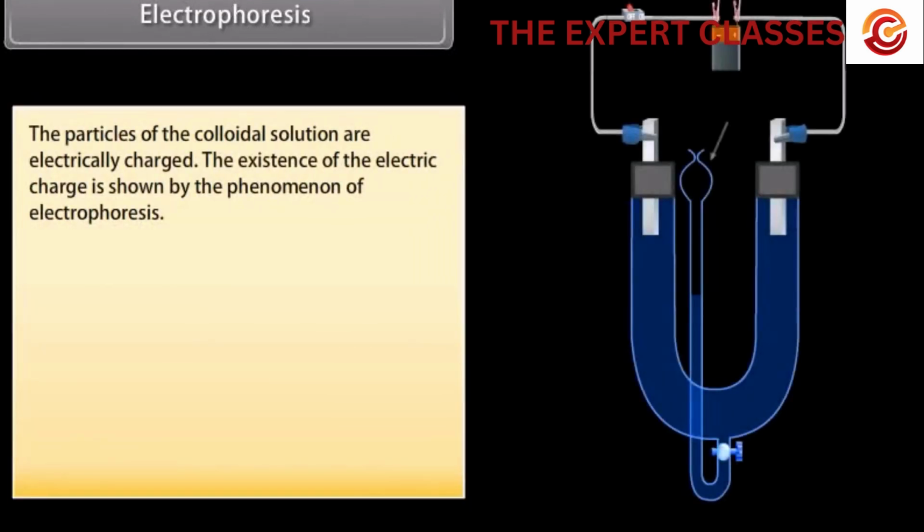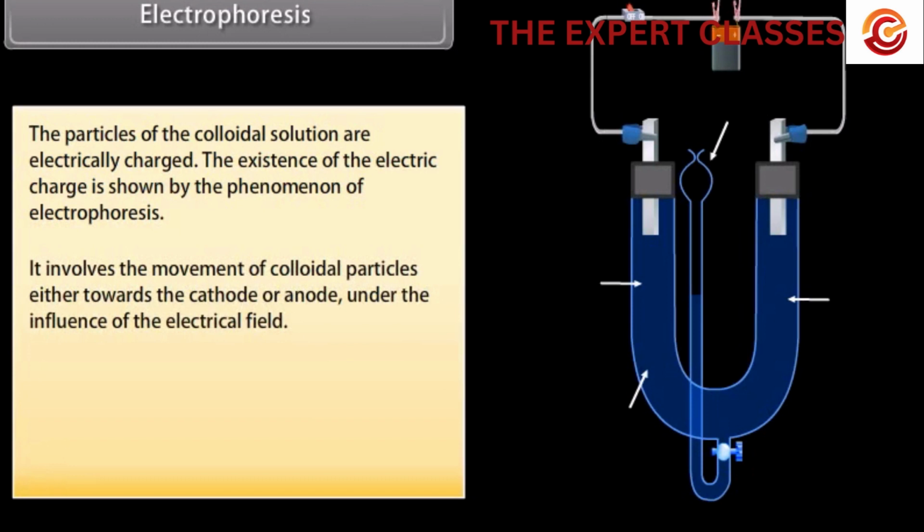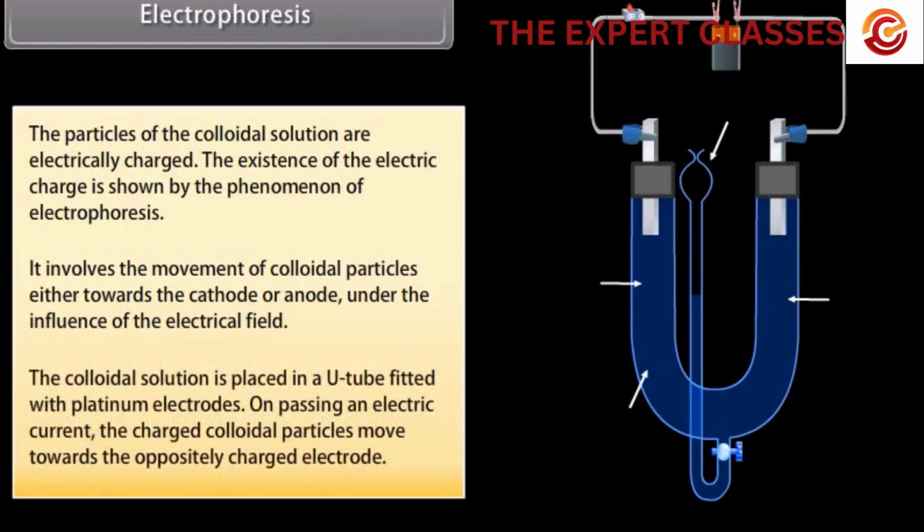Electrophoresis. The particles of the colloidal solution are electrically charged. The existence of the electric charge is shown by the phenomenon of electrophoresis. It involves the movement of colloidal particles either towards the cathode or anode under the influence of electrical field. The colloidal solution is placed in a U-tube fitted with platinum electrodes. On passing an electric current, the charged colloidal particles move towards the oppositely charged electrode.